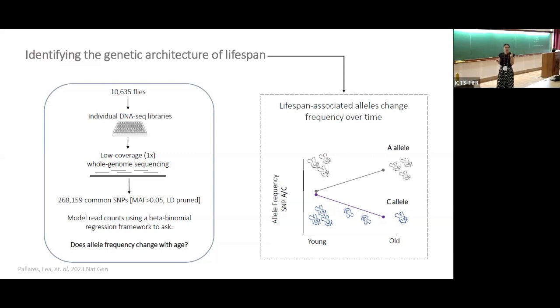So they are barcoded for each individual fly. And we took a low coverage approach of 1x. This is kind of trying to approximate the parameters that POLYGENIC has determined is a good sampling of your individual flies. And we end up with around 270,000 SNPs.